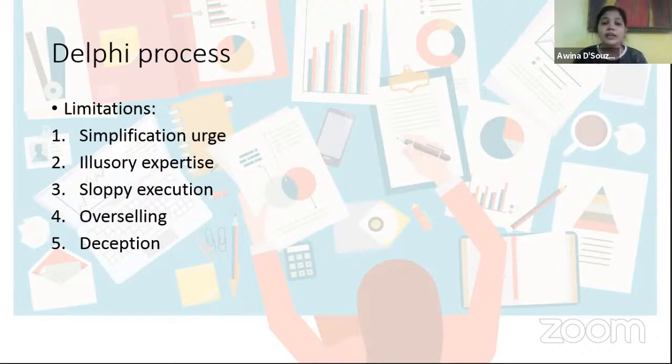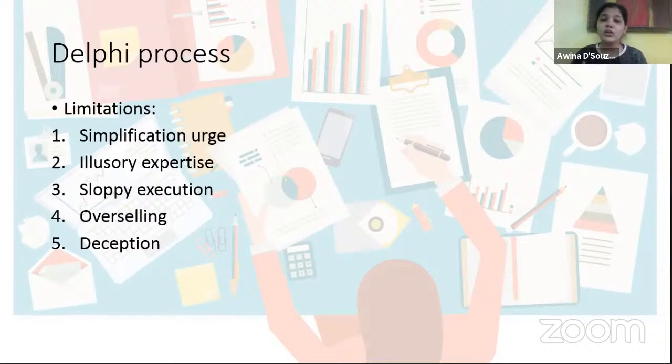Next comes sloppy execution. Sometimes there is no proper execution of the decision by the panelists. They just come to a conclusion because probably they just want to finish the discussion, whether it's prolonging or whether they're not too interested in the topic.